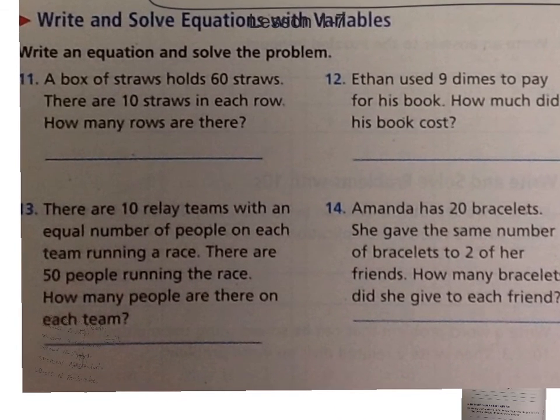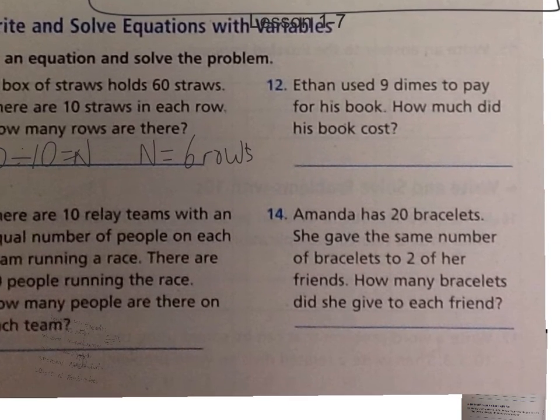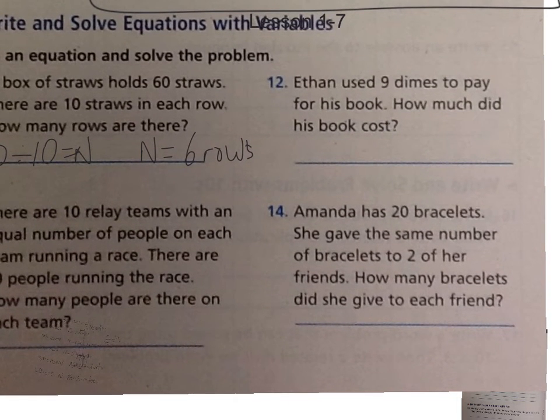Next, we're going to write an equation, just like with a variable, and then we're going to solve it. So a box of straws holds 60 straws. There are 10 straws in each row. So 60 divided by 10 equals n. So how many rows in all are there? N equals 6 rows. Make sure you write that unit on there too. Number 12, Ethan used 9 dimes to pay for his books. How much did his book cost? Well, we know there are 9 coins that are worth 10 cents each. So he paid 90 cents.